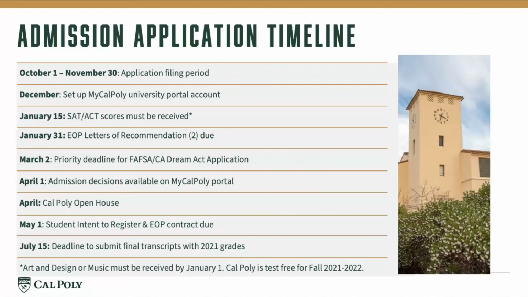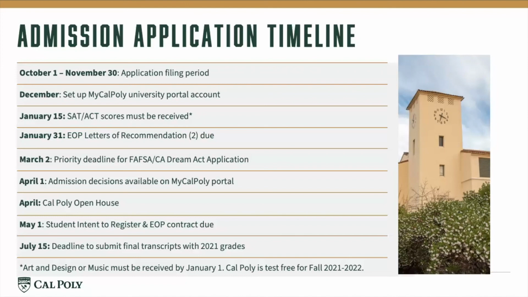whether they're at the high school or college level, with their final spring grades posted. So make sure to get all final transcripts submitted by July 15th if you are accepted. We do not request transcripts ahead of your acceptance. So if you've applied to Cal Poly, we will not be requesting transcripts unless you do get accepted to Cal Poly.